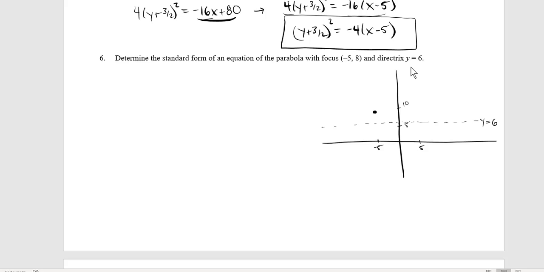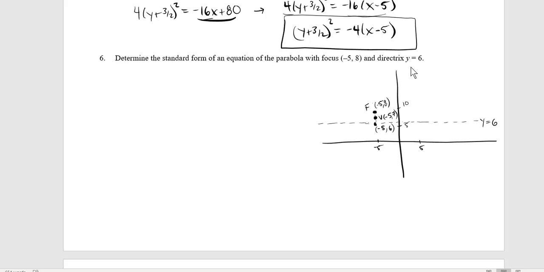Now what do we know? We know that the vertex is directly halfway between the segment connecting the focus and the directrix. So if this is at negative 5, 8, the directrix is at a height of 6, so this point here is at negative 5, 6. We know the vertex is halfway in between there. Well, what's halfway between a height of 6 and 8? That would be 7. Right?